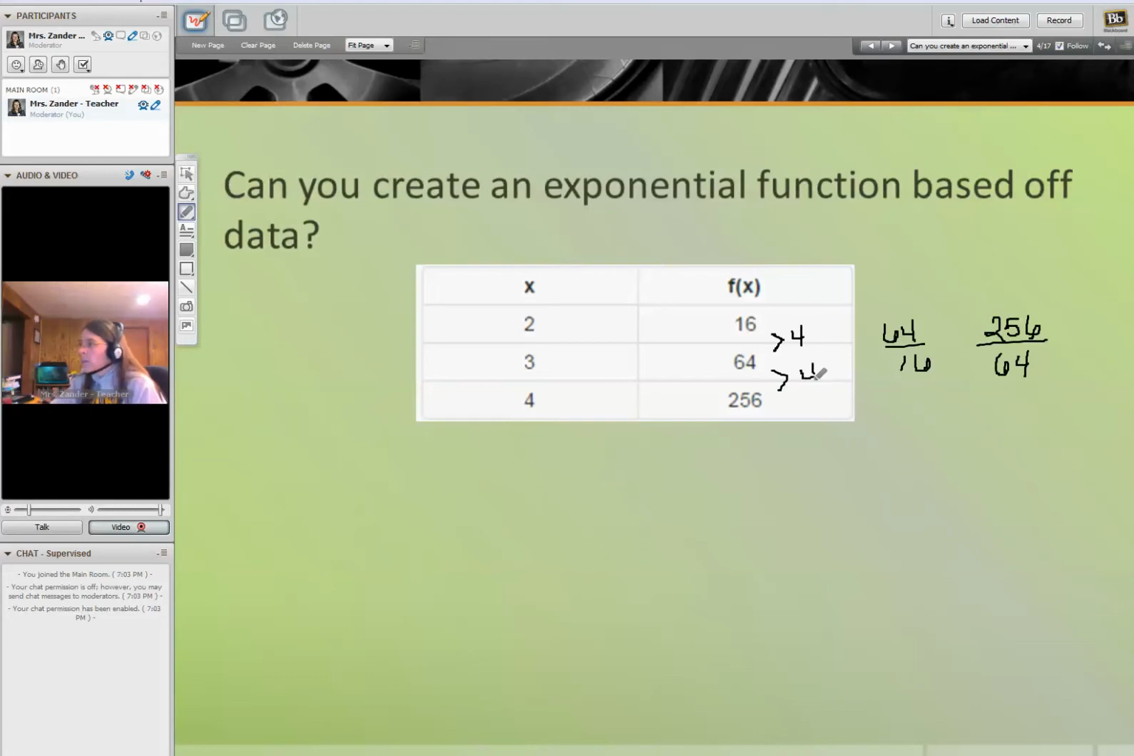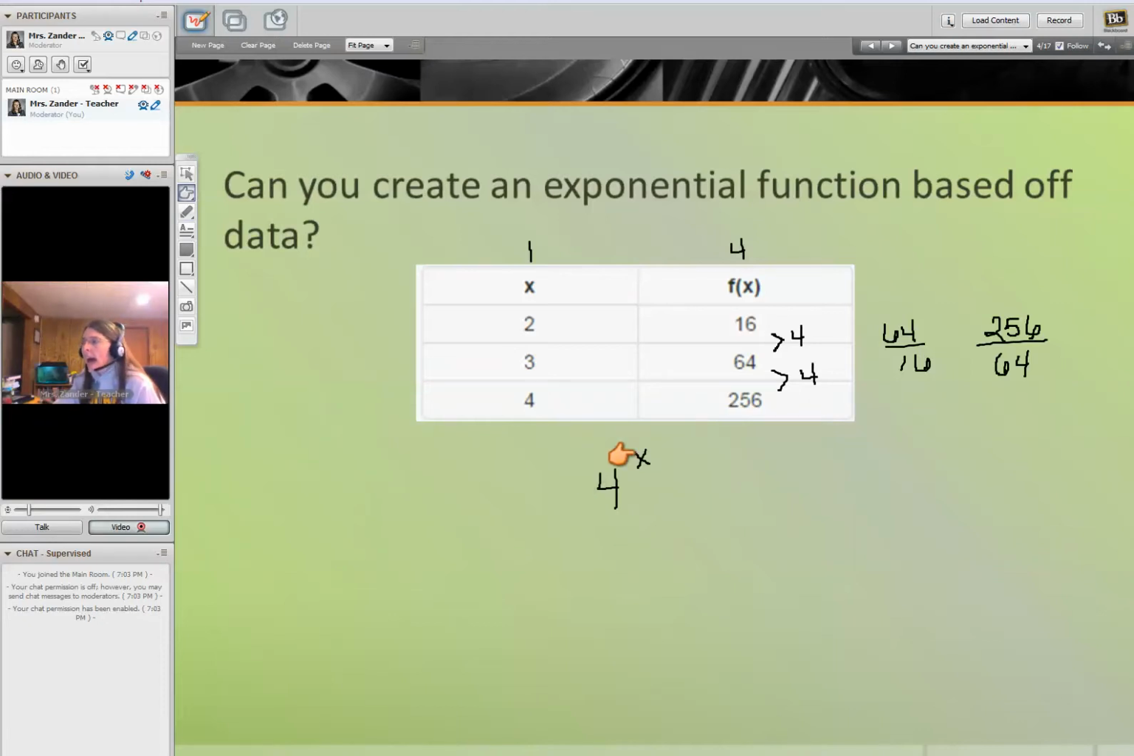Okay, so my pattern is holding true here. I'm multiplying by 4 each time. And because I'm multiplying by 4 each time, and I can go back around here too, so that'd be 1 and 4, we would say that this is exponential. And the function we can create would be 4 to the x power. So 4 is considered our base. It's what we're multiplying by each time.